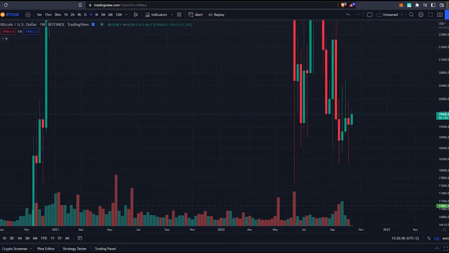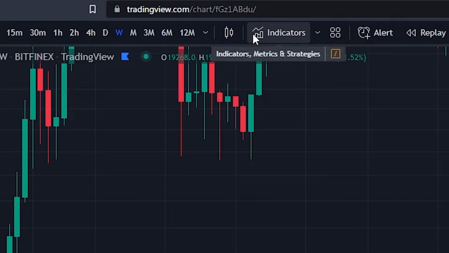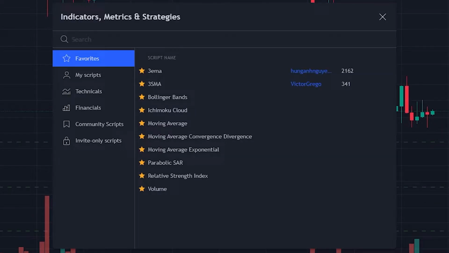First of all, we would like to know where we can get our indicators. Well, we've got a lot of different tabs on TradingView, and today we're going to be taking a look at the indicators. The indicators button is located just next to the time frames when you are using your computer. I already have some favorites located here, but you can also search for them online.